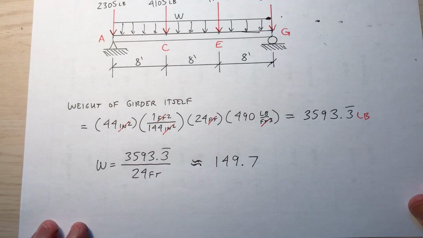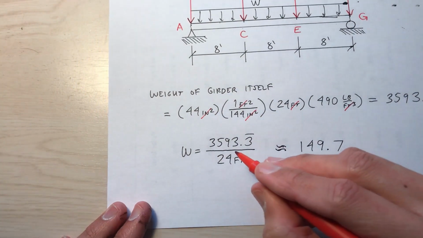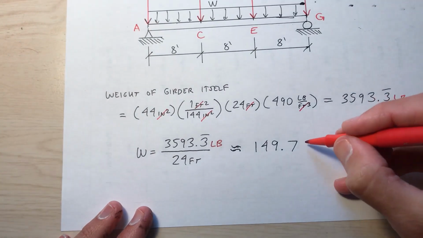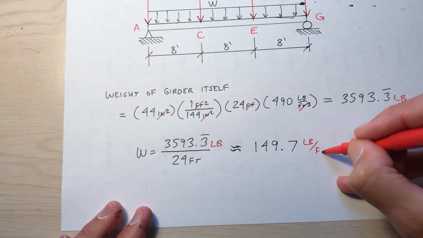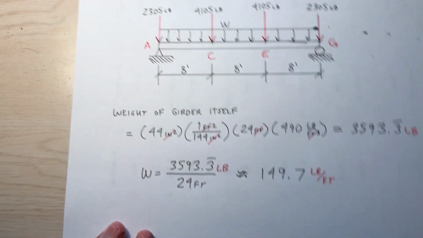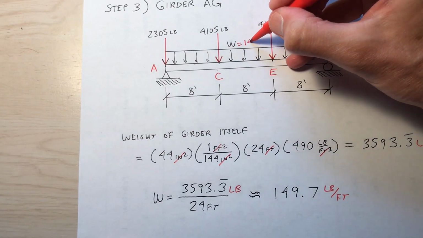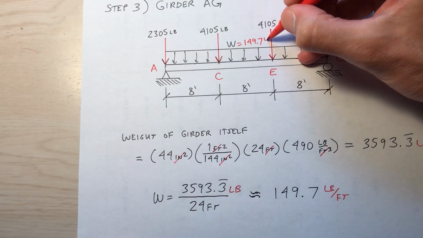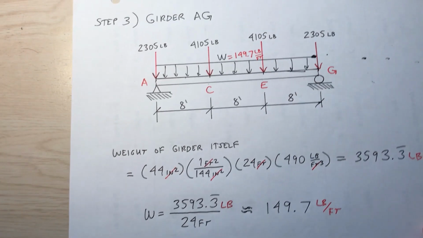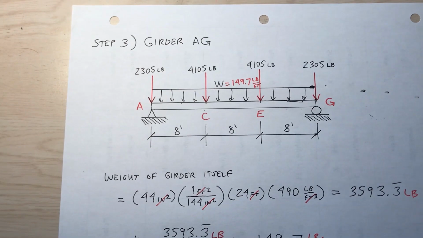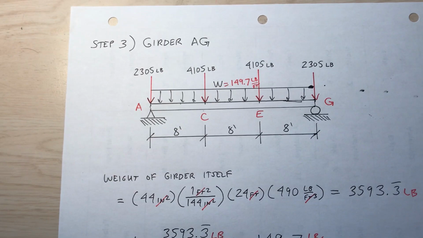What is that in terms of unit length? Okay, so 3,593 pounds divided by 24 feet, about 150 pounds per foot. Okay, so that is the W that you see here, distributed load 149.7 pounds per foot. Okay, so that is my analysis of girder AG, so it would be up to you as the engineer to determine if the girder is suited to take this amount of load.